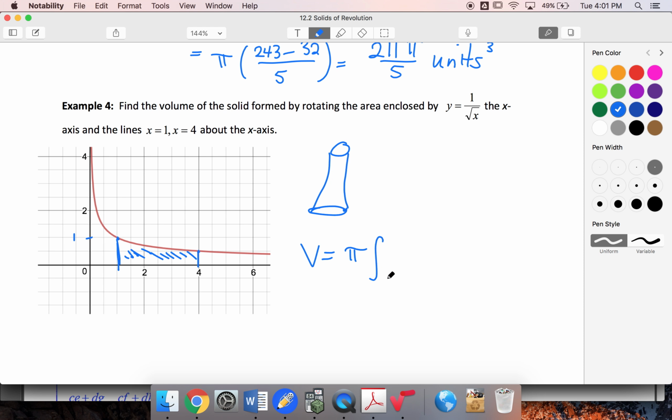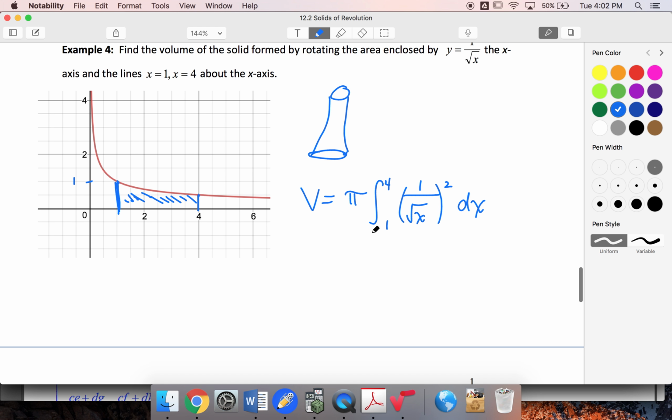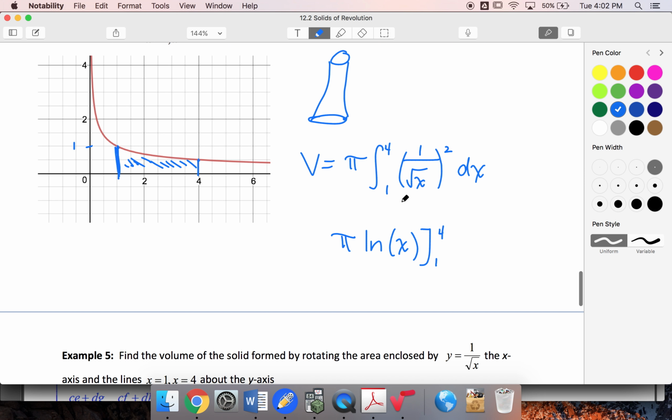So pi integral from 1 to 4, and then my r in this case is my y value. My y value is given by 1 over root x. I'm going to square that, dx. So I'm going to have integral of 1 over x is going to be what I'm integrating. I know integral of 1 over x is ln of x from 1 to 4. These numbers are positive, so I don't need my absolute value sign. So I'm going to get pi ln of 4 minus ln of 1, which is just 0. So pi ln of 4 is my total volume.